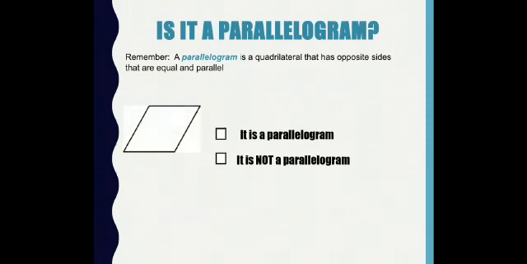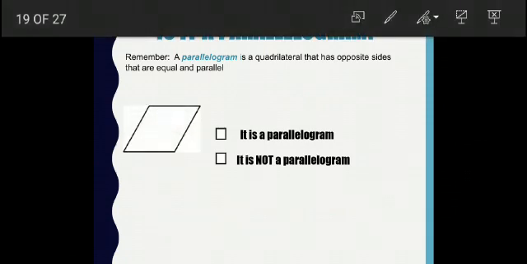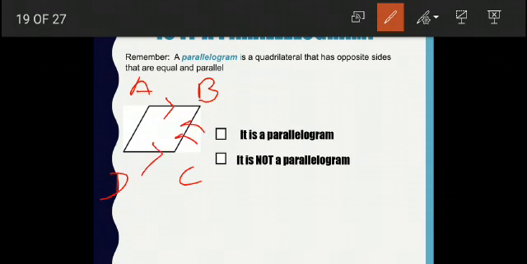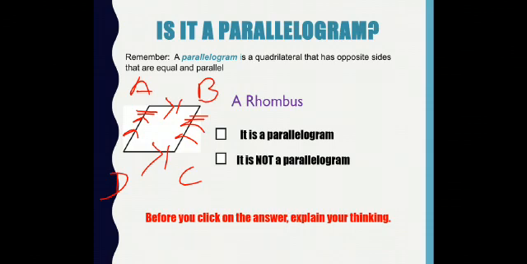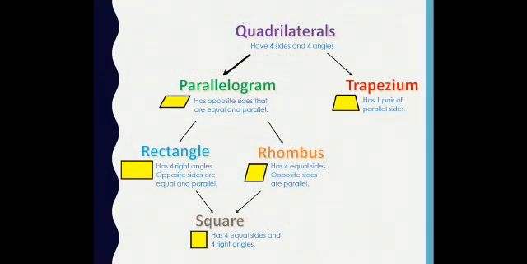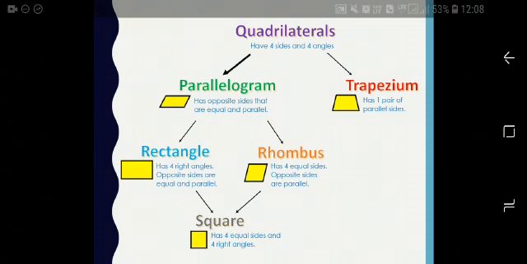Now we have the next figure, a rhombus. In a rhombus, if I name it ABCD, the opposite sides are obviously parallel, and as in a rhombus all sides are equal, that means the opposite sides must also be equal. So yes, we can say that a rhombus has opposite sides equal as well as parallel. So a rhombus is a parallelogram.